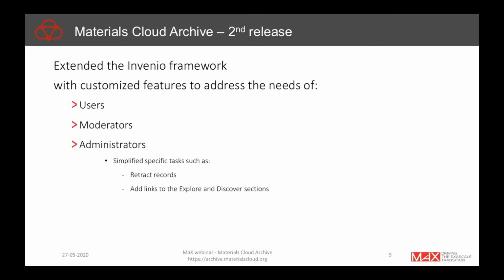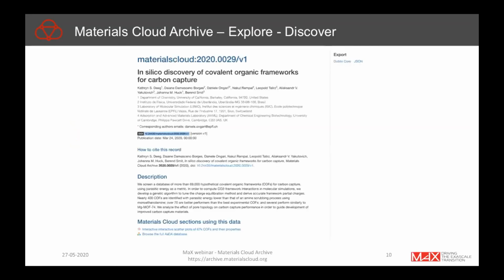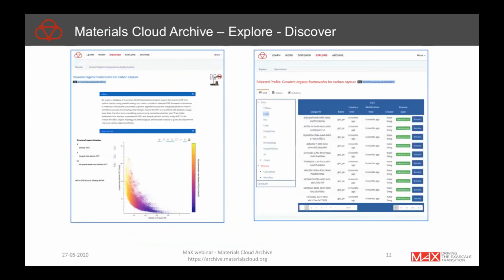Indeed, if you upload your record, your data on the Materials Cloud archive, this data can be then used in other sections of Materials Cloud. As I said, there are 5 sections. This is an example of a record that has been published on the archive, and it has 2 links to the section Explore and Discover. This is an example indeed of how these links look, the Discover and Explore sections.